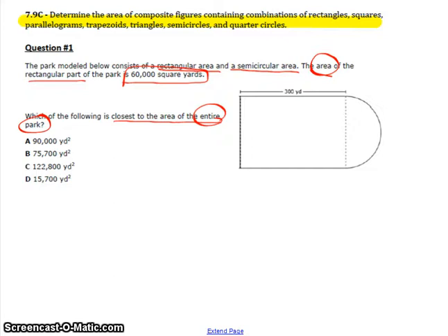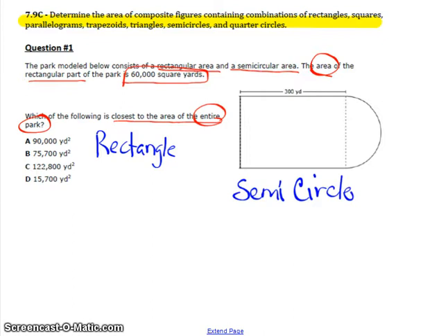So you need to decompose the figure, and then you go to your formula chart to find the area formulas for both shapes. When we decompose, I have a rectangle and a semicircle. So pause the video, go to your formula chart, and get the areas that we are going to use for both of these.